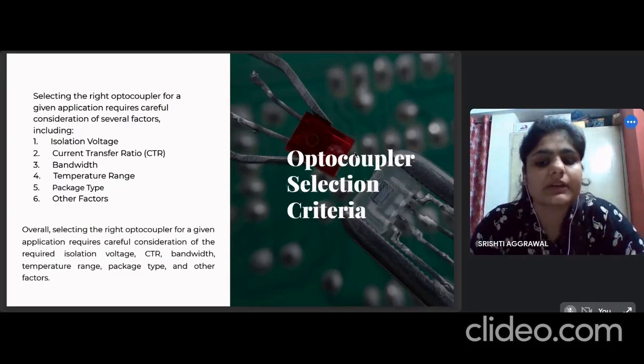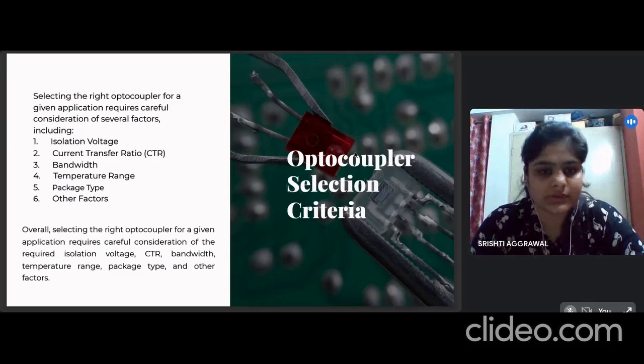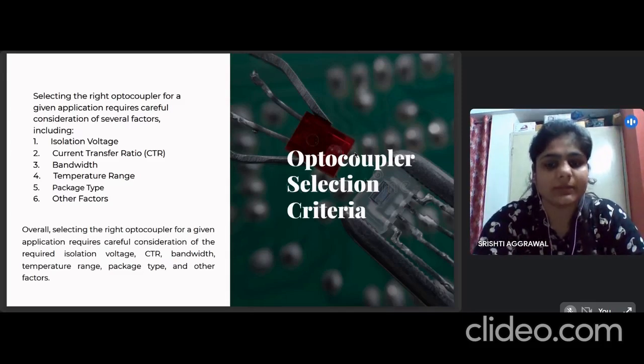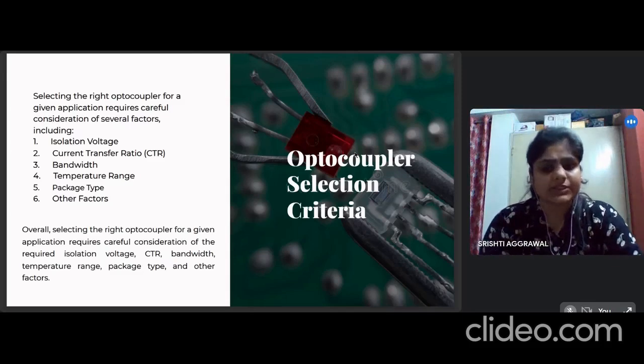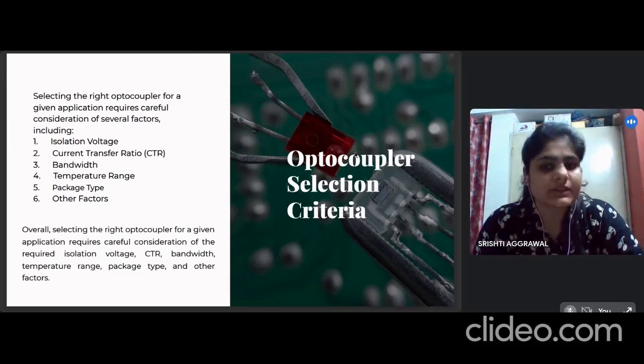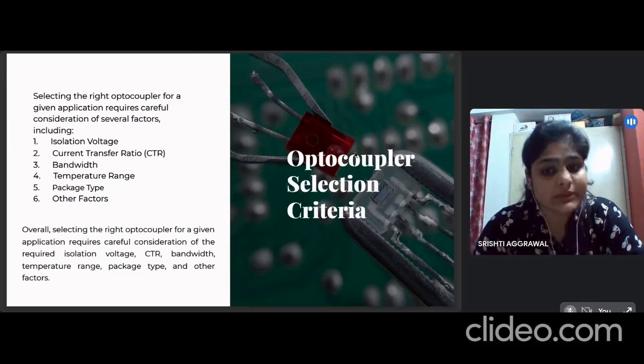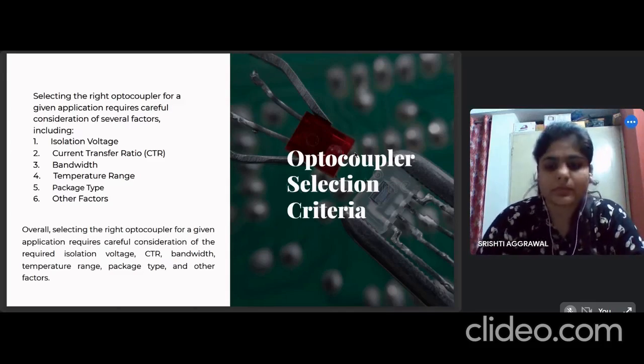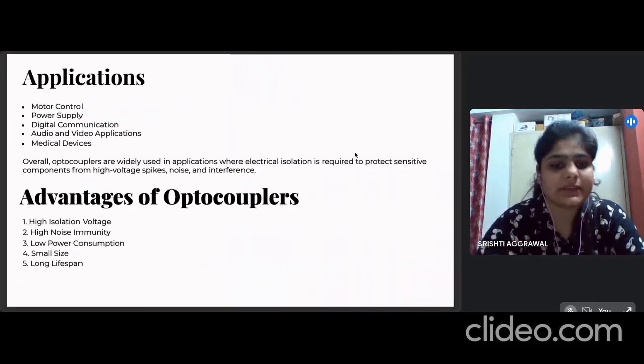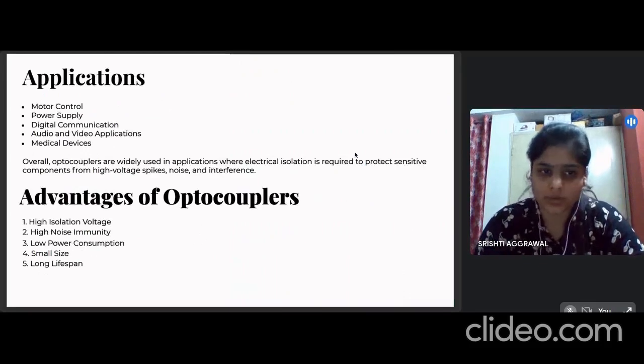The required temperature range is determined by the operating environment of the system and the temperature range of the input and output circuit. The next factor is package type. The optocoupler package type should be selected based on the size and layout constraints of the system. And there are many other factors such as power consumption, response time, cost, and others. Now we will see the applications and advantages of the optocouplers.